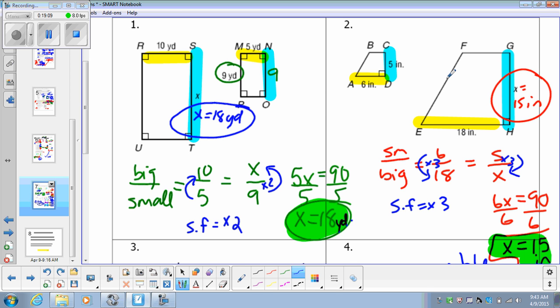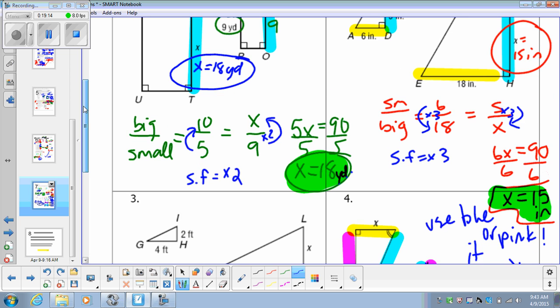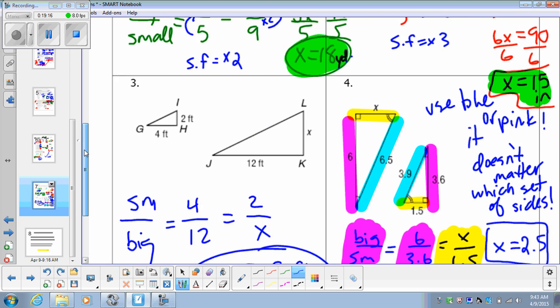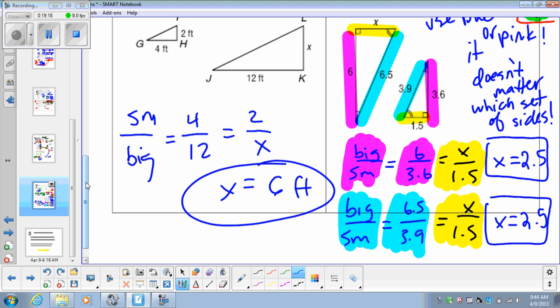All right, for number 2, same thing. You can recognize a scale factor or cross multiply, but for that one, we're going to get x is 15 inches. For number 3, that one is going to be x is 6 feet.